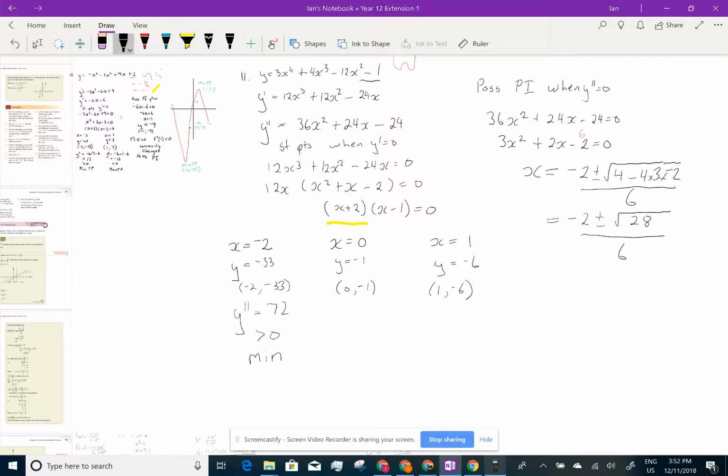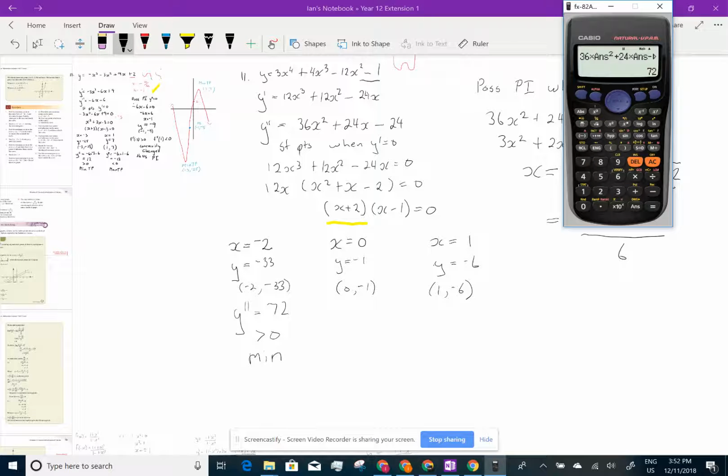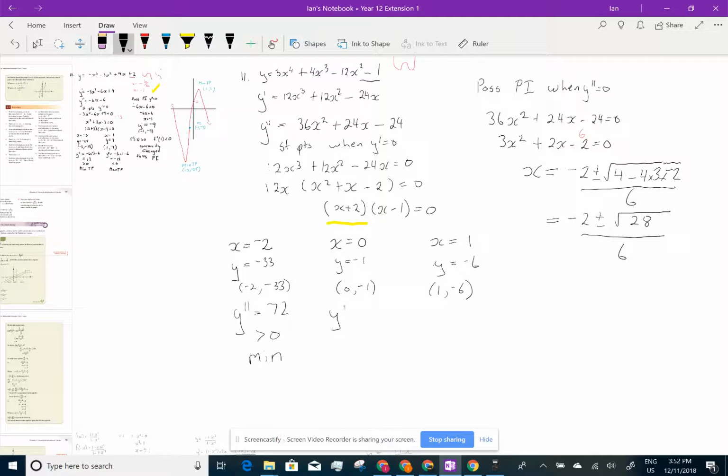Let's go to the next one. Now I've got 0. When I put 0 in there, I'm not even going to use a calculator. Y double dash equals 24. Great. Hold on a minute. 24. No, negative 24. Thank you. Here, knowing that it had to be a max made a difference. And y double dash, when x is 1, that'll give me 36, because 36 plus 24 minus 24 is 36, which is greater than 0, which gives me a min.